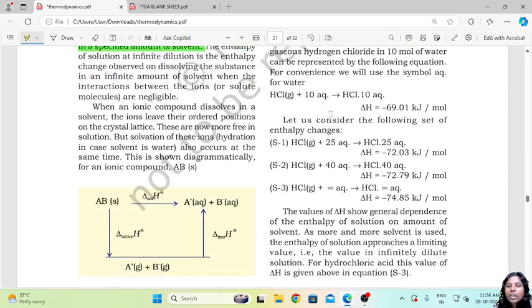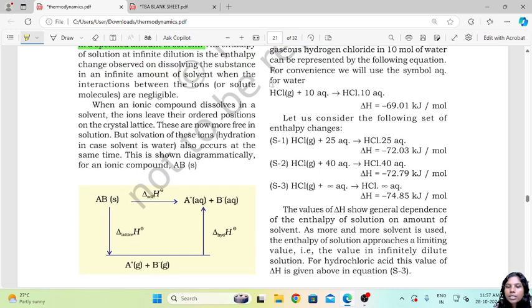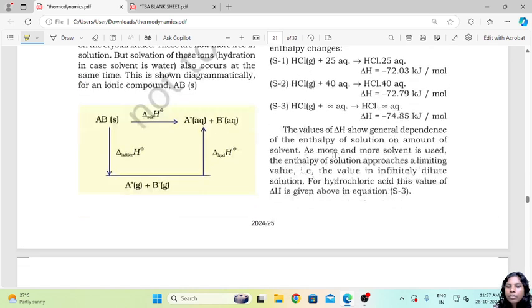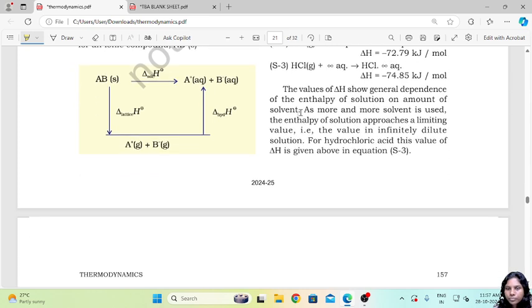Previously we were taking that amount and dissolving it in something. Now here we can have multiple steps. For convenience, we use the simple aqueous for water. So we are dissolving this HCl in water, first 10, then 25, 40 and infinite. So what is happening is that the values of delta H show the general dependence of the enthalpy of solution on the amount of solvent. Depending on the amount of solvent, the delta H, that is the enthalpy, also varies. As more and more solvent is used, the enthalpy of solution approaches a limiting value.